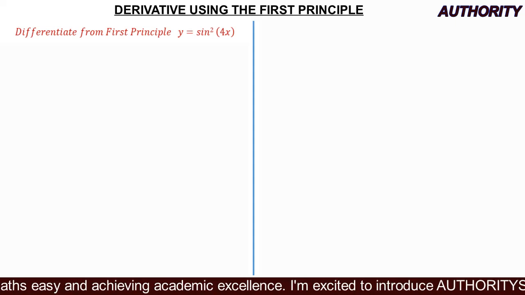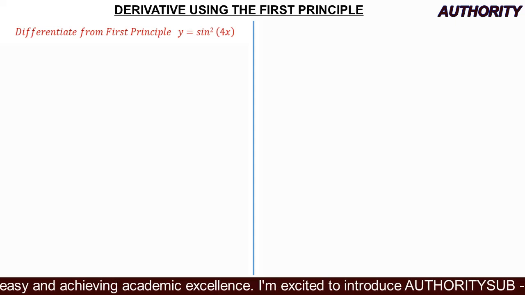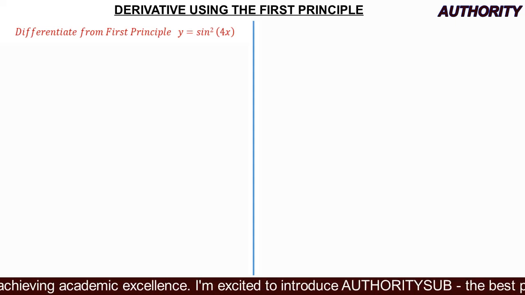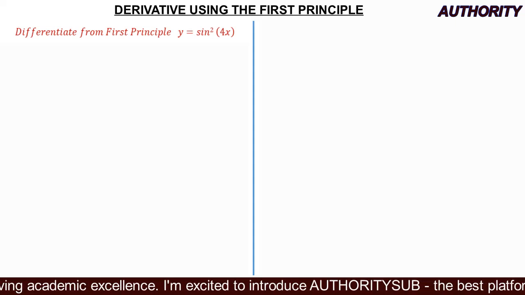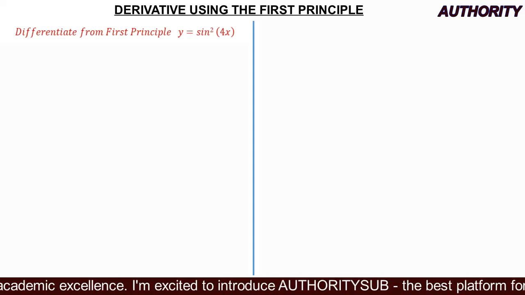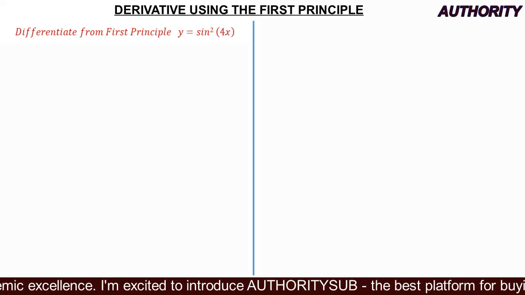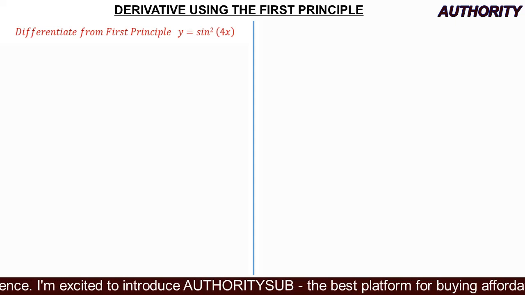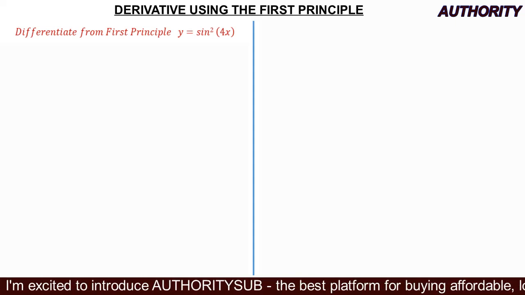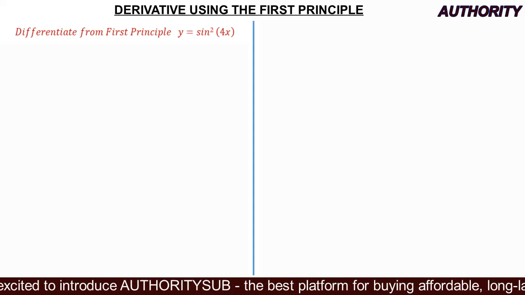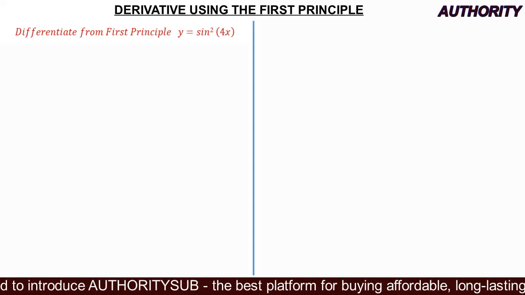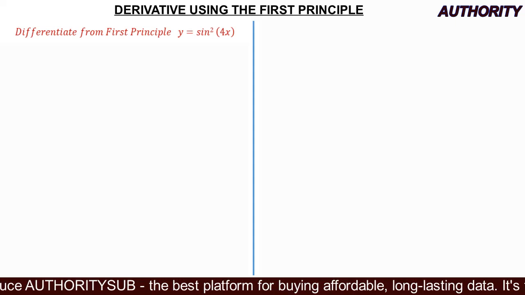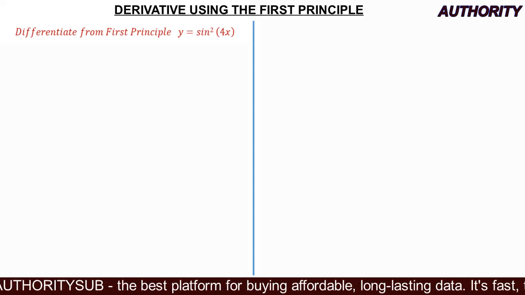So in this question we are asked to find the derivative of y is equal to sine squared 4x, not using the normal method everyone knows, but using the first principle. Now look at my own approach. The way we're going to solve this, we're going to make it as simple as possible. So you only need to remember just a few things, and if you can remember these few things, you are good to go.